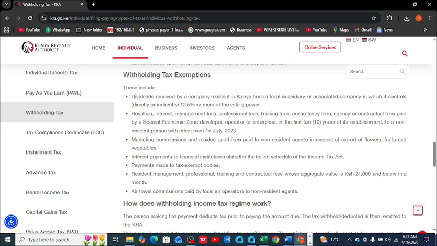So these are some exemptions for paying withholding tax. The first exemption is dividends which have been received by a company resident in Kenya from a local subsidiary or an associate company which it controls, directly or indirectly, with more than 12.5% of the shares in that company.